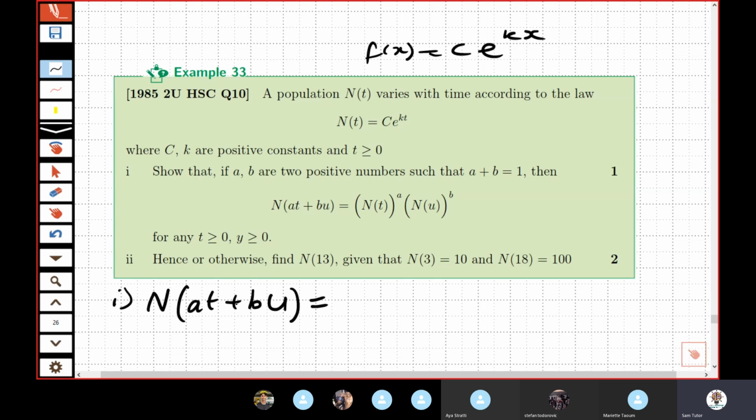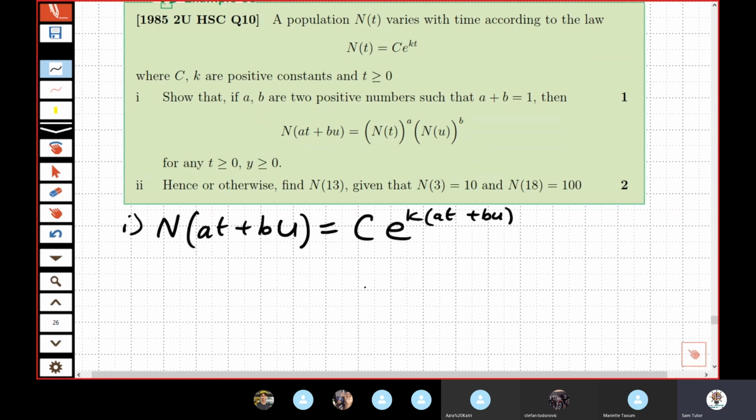N of AT plus BU. What are you going to say to do first? Would you sub that in? Into where? Into T, right here, yeah, so that I would do that. CE^K bracket AT plus BU. Okay, next line. What would you write?